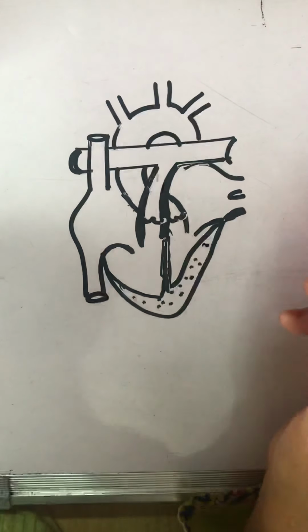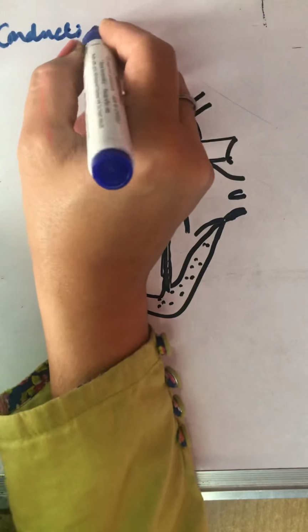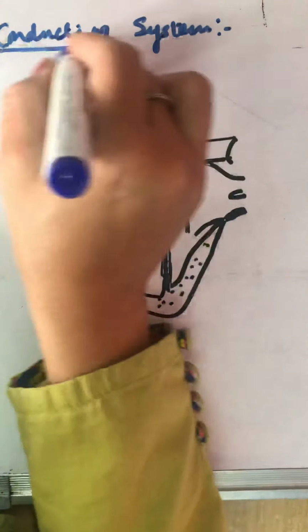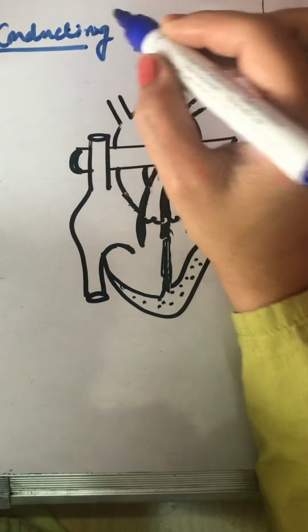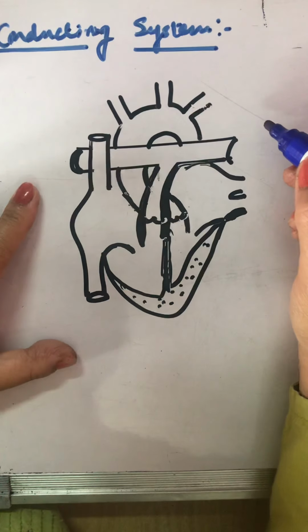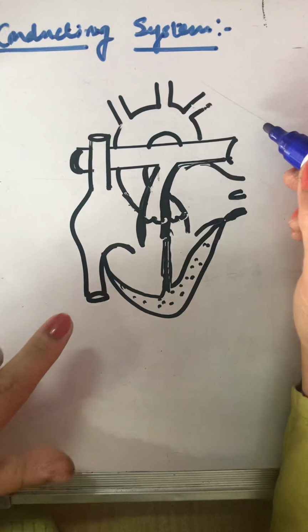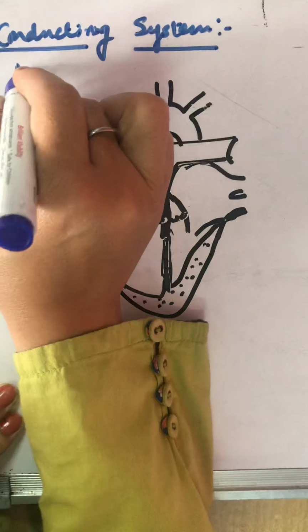Starting with the conducting system of the heart. Conducting system means how the pulse would be generated, right? And in this, we are quite clear now with the diagram of the heart. In mammals, the heart is myogenic. What do we mean by myogenic heart?